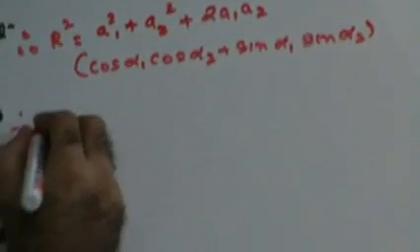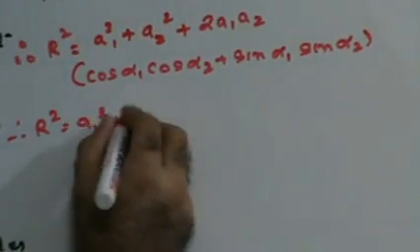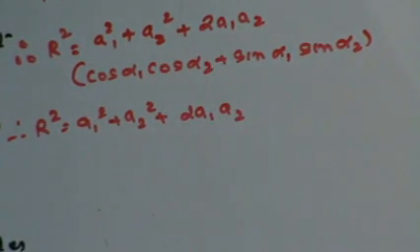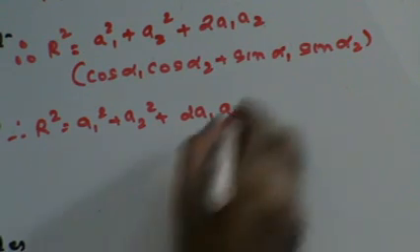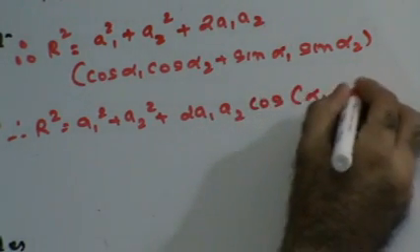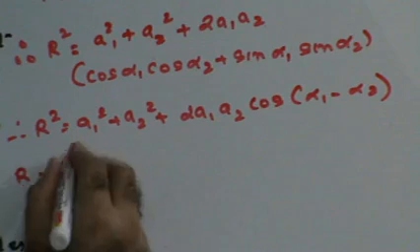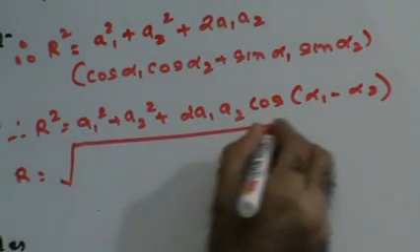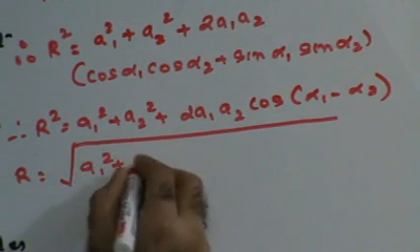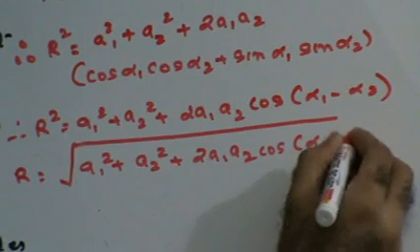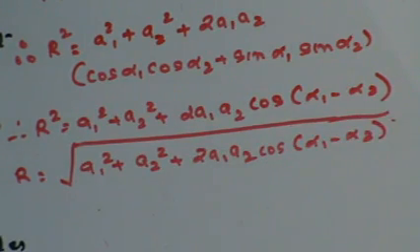Right, this can be written as R square is A1 square plus A2 square plus twice A1 A2 cos, where cos A cos B plus sin A sin B is nothing but cos of A minus B. Take square root on both the sides, therefore you will get R is square root of A1 square plus A2 square plus twice A1 A2 cos of alpha 1 minus alpha 2. That will be the resultant amplitude of the 2 SHM. Right? Now I want to know the phase of the 2 SHM.